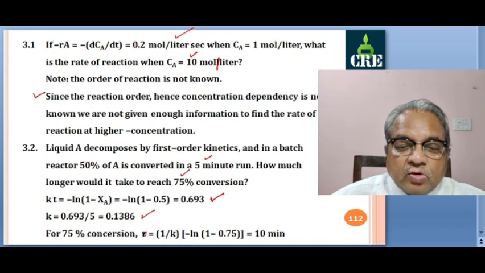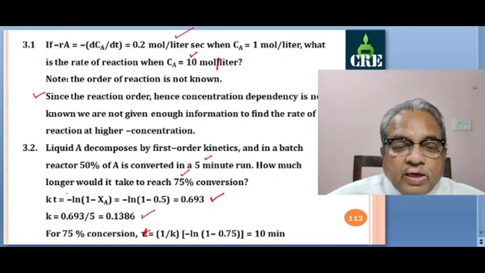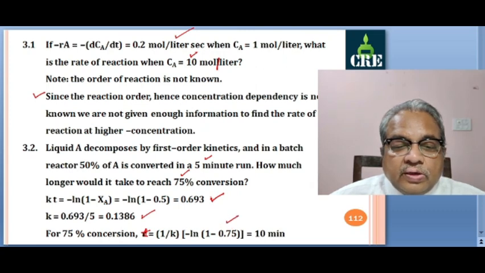So for 75% conversion, this is not tau, it is t. You use the same equation. t is equal to 1 upon K into minus ln of 1 minus Xa. Xa is 75% now. K is known, so if I substitute it here, t is equal to 1 upon 0.1386 into minus ln of 1 minus 0.75. So this comes out to be 10 minutes.